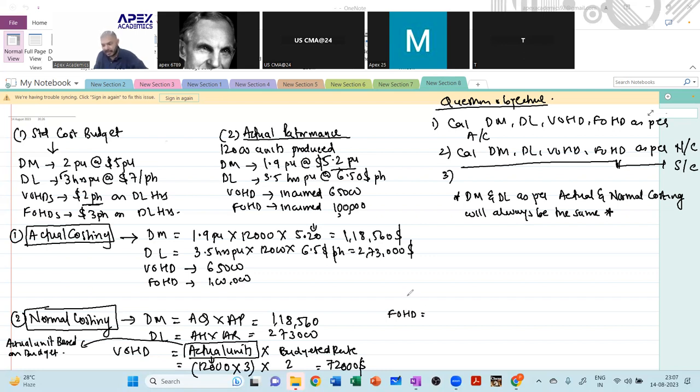Next, I come to fixed overheads. Fixed overheads again is the same thing. Again, for fixed overheads, we are going to take into consideration the same thing. Now, please understand.